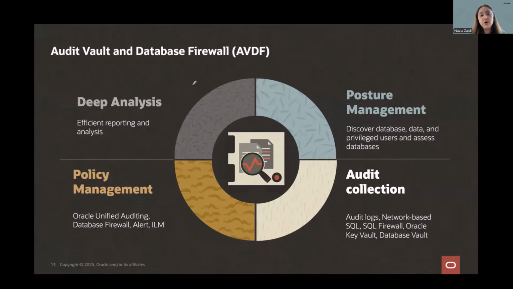Then you collect audit logs from all the sources, whether these are native audit logs or network-based SQLs, or even different audit logs coming from different Oracle database security solutions like Oracle Key Vault, Database Vault, or a most recent feature we introduced in 23ai, which is SQL Firewall. And once you have visibility of your entire fleet of databases, of what is happening, you can start trimming down, okay, by putting in efficient policies.